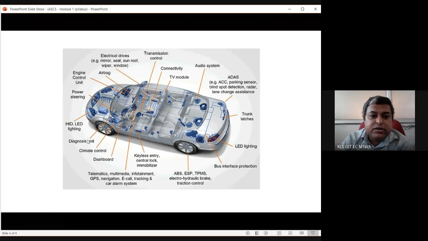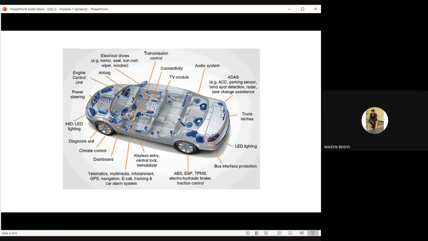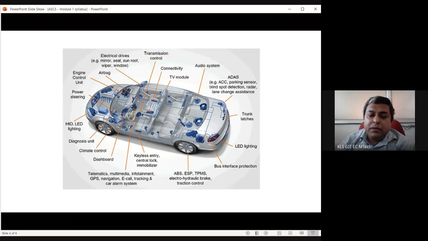What is meant by diagnosis unit? Any idea? Sir, any problem in the vehicle is diagnosed. Like we see the problem in the vehicle? So this is kind of a black box. There is a black box in the aeroplane. I think you have heard of it. So whenever some kind of accident happens in the airplane, first we try to find out the black box. Okay. So the black box is a kind of diagnostic tool.